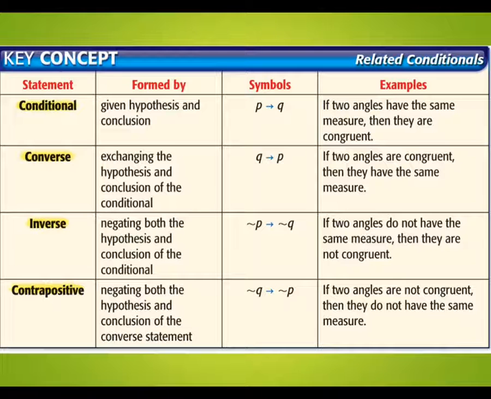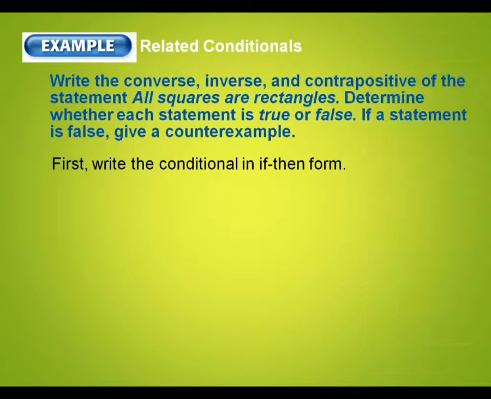All right. So let's look at a couple of these here. Here, I have the statement, all squares are rectangles. I want to write the converse, the inverse, the contrapositive, and the conditional. Determine whether each statement is true or false. If it's false, give a counterexample. So first I have to write it in if-then form. Since it says all squares are rectangles, I would write if it is a square, then it is a rectangle.